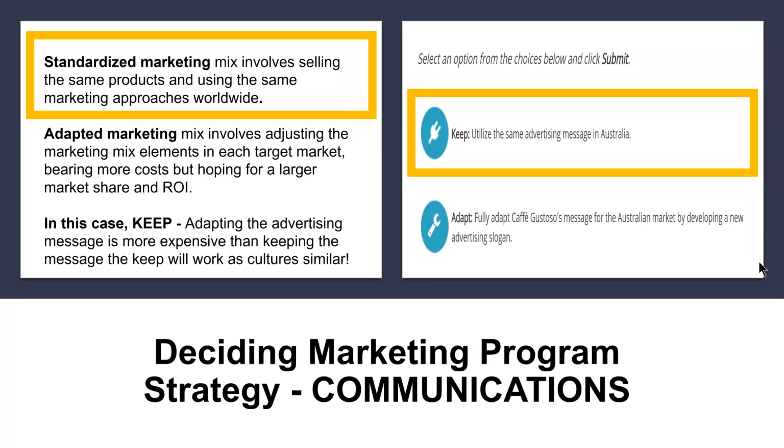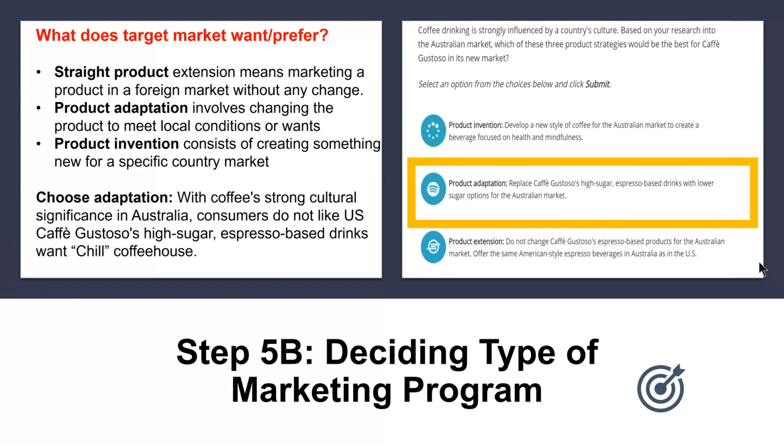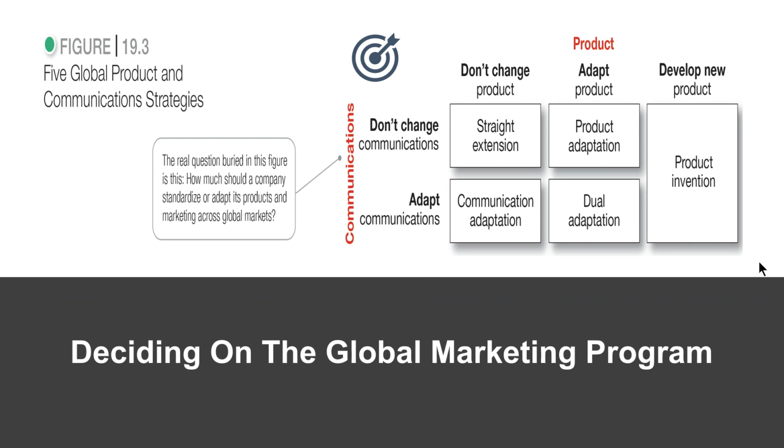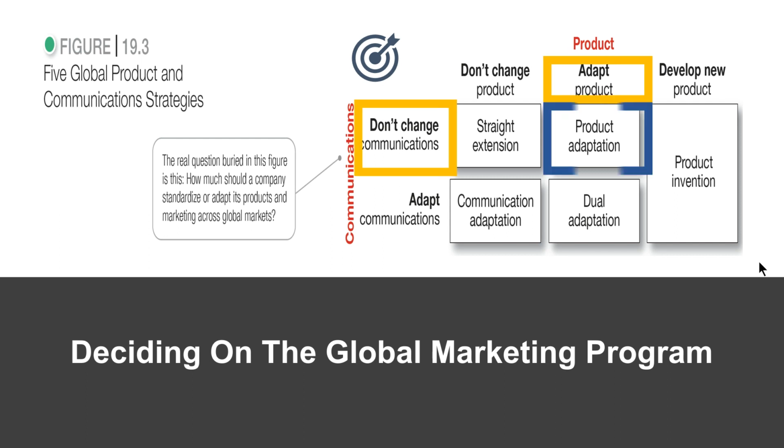So again, you want to keep your current marketing communications methods and you want to adapt your product. So this is where you use this 5 global product and communication strategies template. And again, there's a target here, so you need to understand this because they'll be asking you how to use this. So when you don't want to change your communications, but you want to adapt your product, then that would be product adaptation. If you don't want to change your product and you don't want to change your communication, then that would be straight extension, and vice versa.